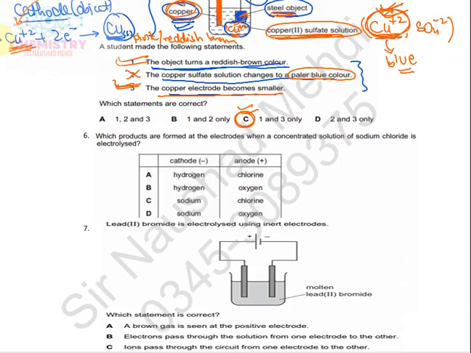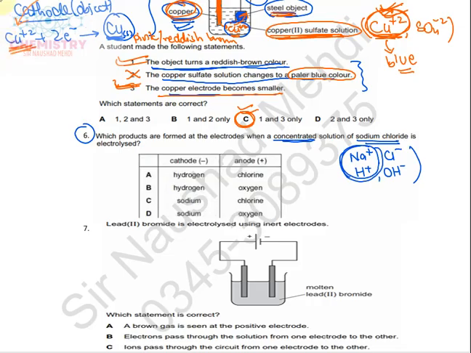Okay, now in the next question it is saying: which products are formed at the electrodes when a concentrated solution of sodium chloride is electrolyzed? Now concentrated means that it is also aqueous, right? So what ions would be present? From sodium chloride you would get Na+ and Cl-, and from the water you will get H+ and OH-. Okay, so at the cathode the cations would be going over there, Na+ and H+.